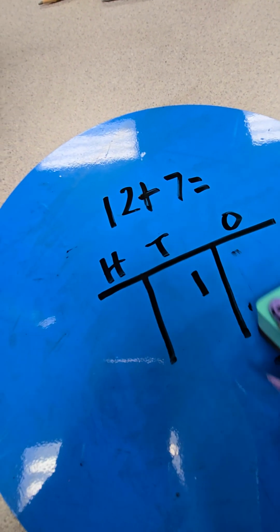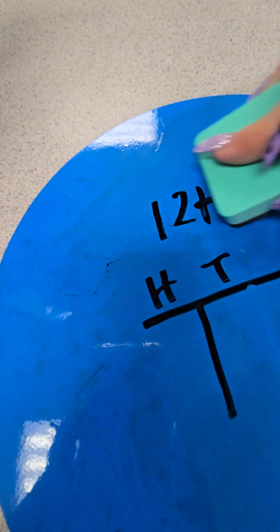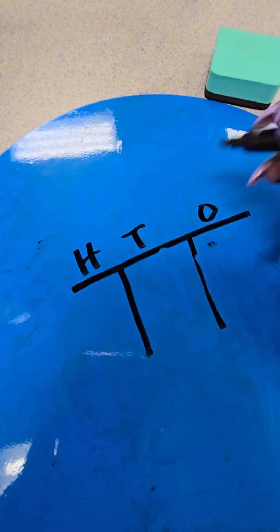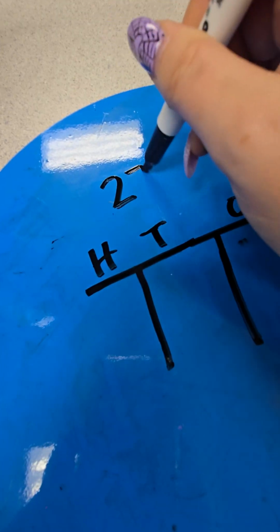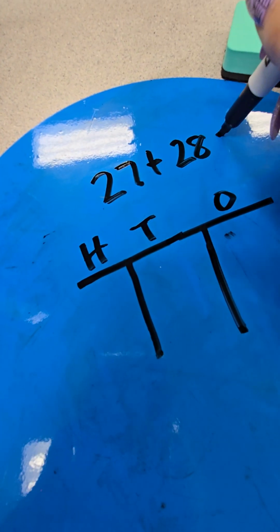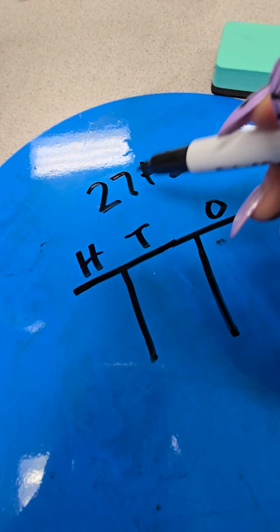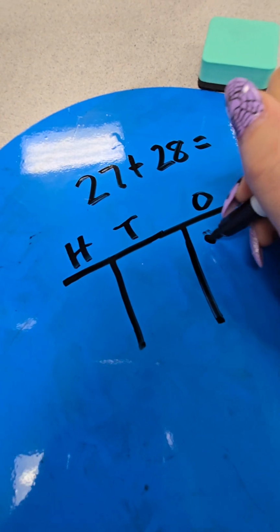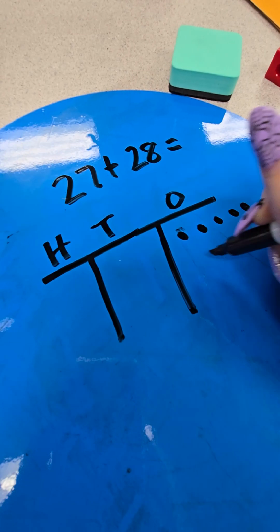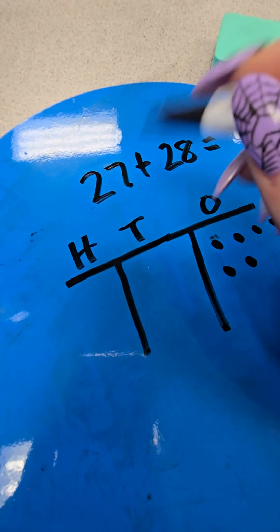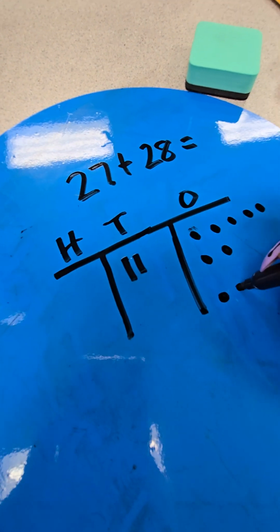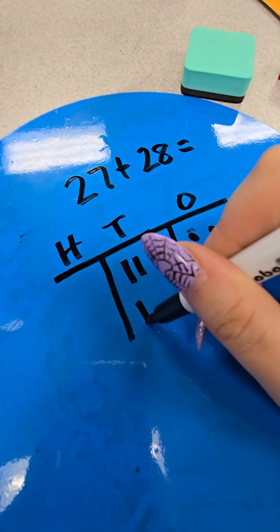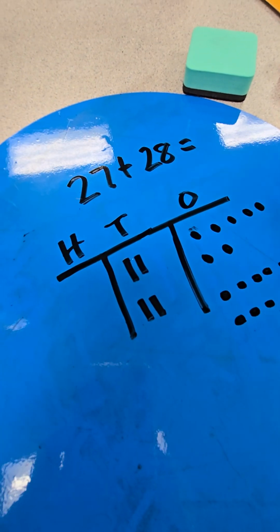The next problem I'm going to show you is going to be using what's called composing, or as we would have said, carrying over. So I'm going to do the problem 27 plus 28. Just like before, I'm going to start with my first number and draw my ones first. 1, 2, 3, 4, 5, 6, 7, and now I can draw my 2 tens. 10, 20. Now I can draw my 28. 1, 2, 3, 4, 5, 6, 7, 8, 10, 20. So now I know I have 28.